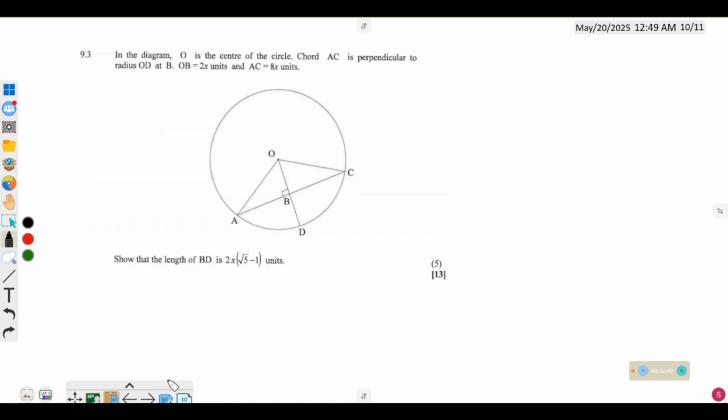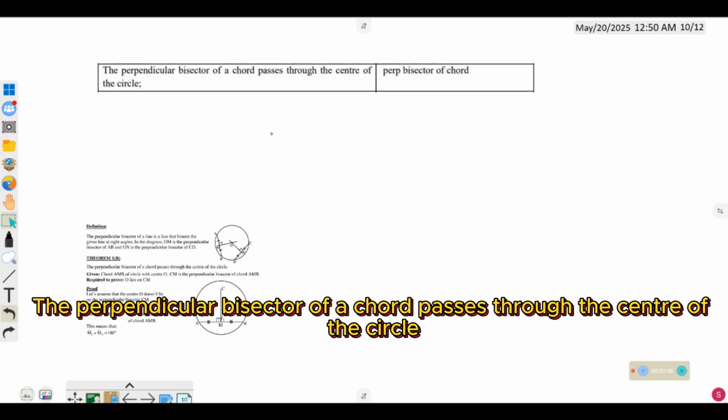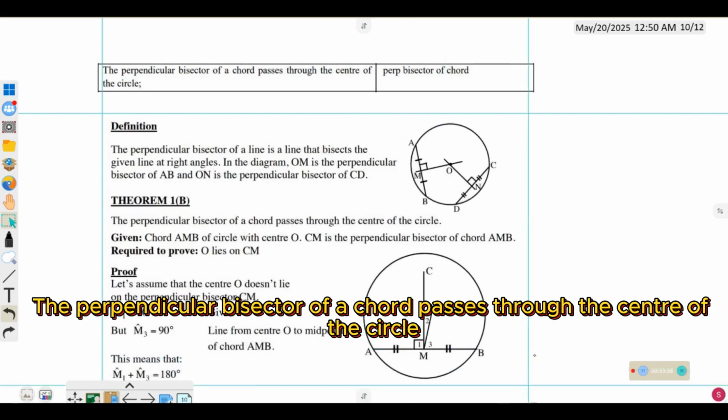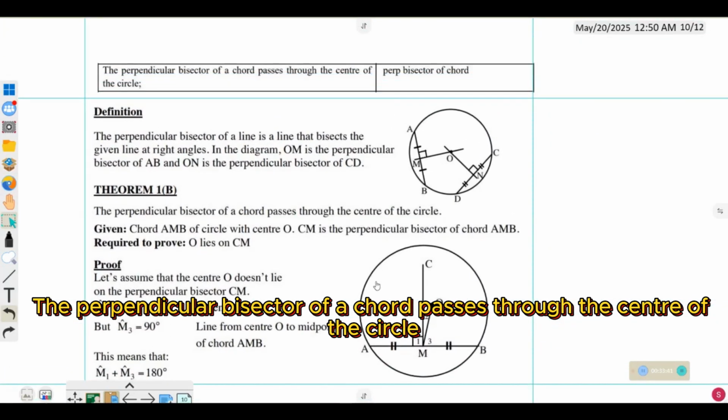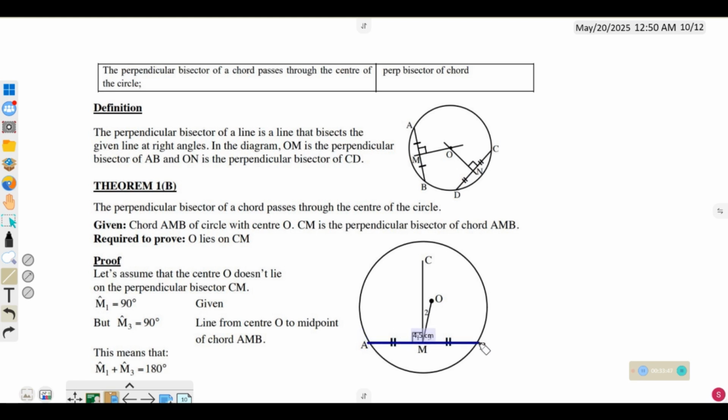There's another theorem whose proof is not usually examined. It states that the perpendicular bisector of a chord passes through the center of the circle. Technically, it means that if you have that chord right here, and then a random line there which meets the chord at 90 degrees, this line shall pass through the center. The application of this is very minimal, but you need to know it.